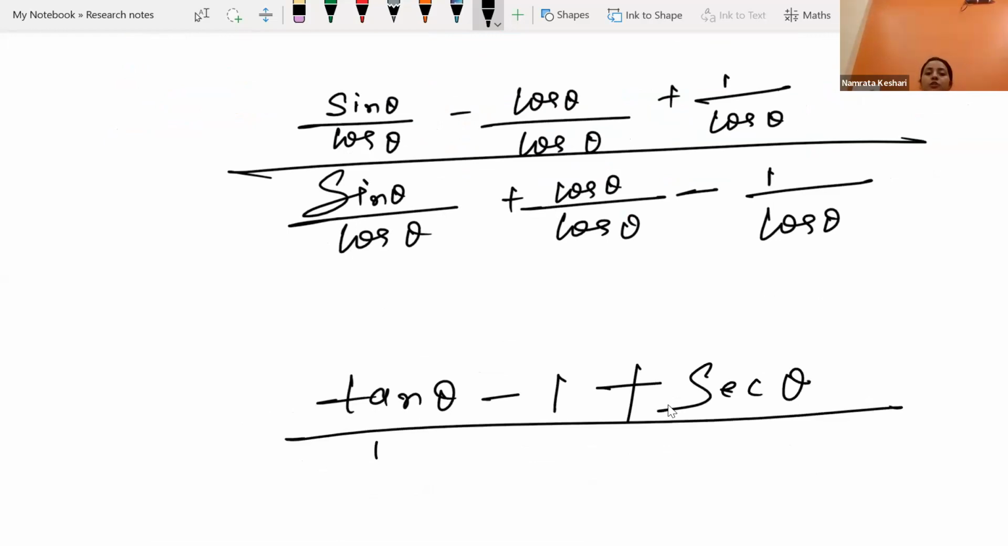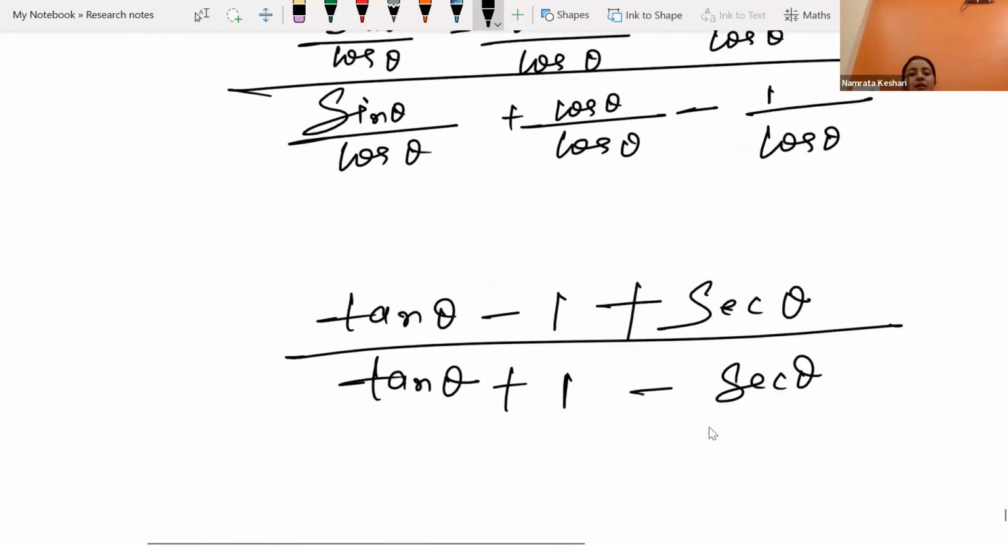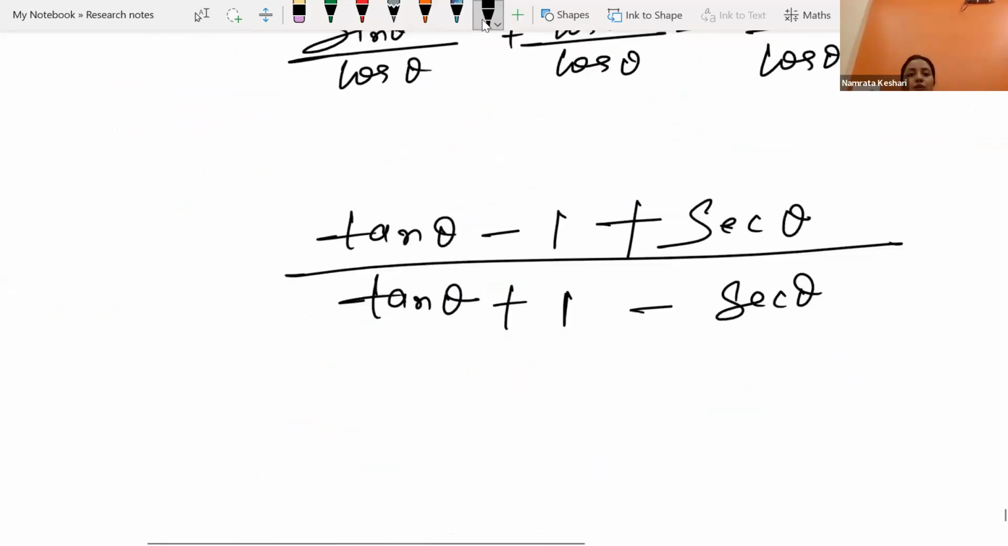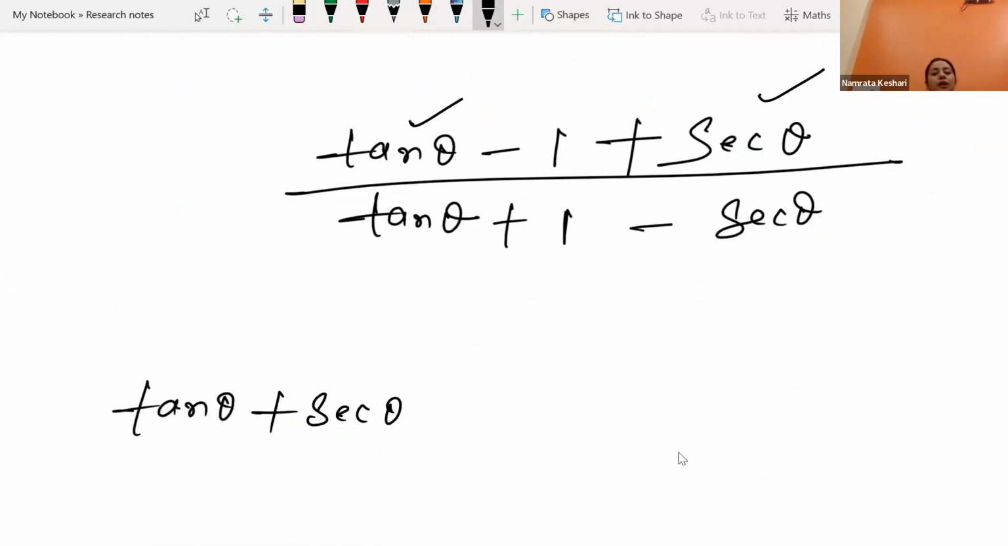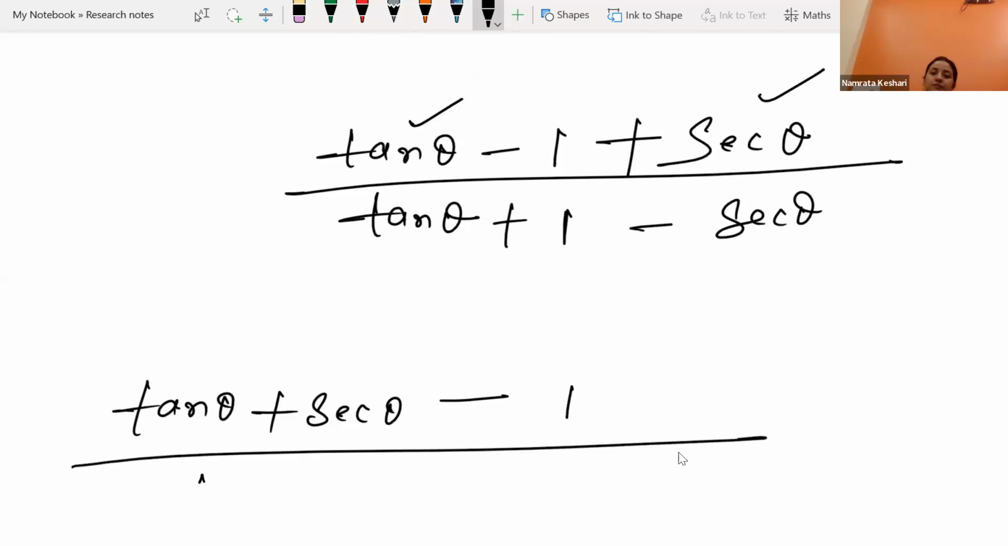But are we closer to the proof? No, we still have to work on it. So, in the denominator, plus 1 minus sec theta. Now see the proof: 1 by sec minus tan is there. One thing we can do is write tan theta plus sec theta together, and minus 1 over here. And in the denominator, tan theta plus 1 minus sec theta. This is how we'll write it.